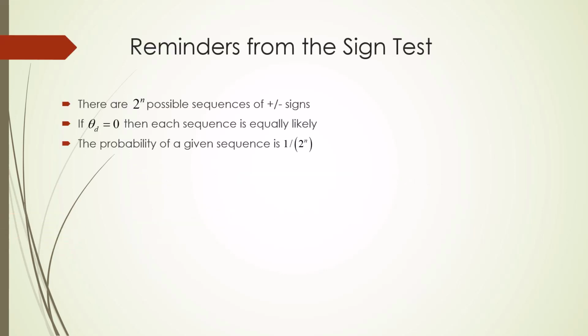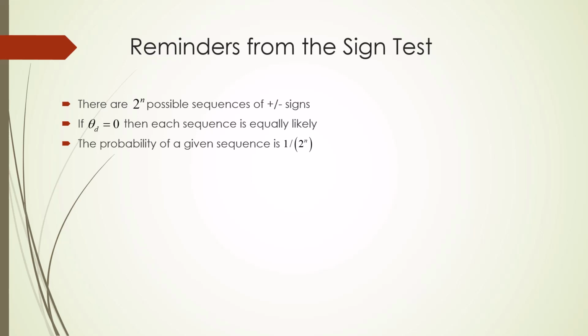Some reminders from the sign test. There are 2 to the n possible sequences of plus and minus signs where n is the number of observations. If the median of differences between members of a matched pair is equal to 0, then each sequence is equally likely. That is, when the treatment is not effective, then each sequence of plus and minus signs is equally likely. The probability of a given sequence is therefore 1 over 2 to the n.